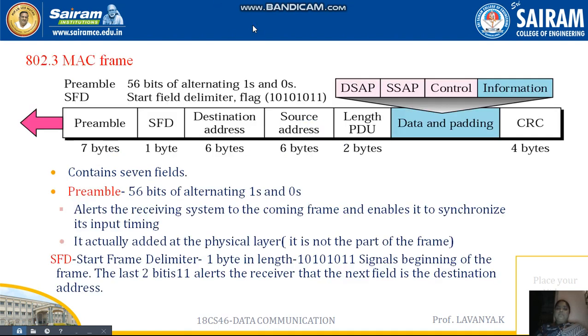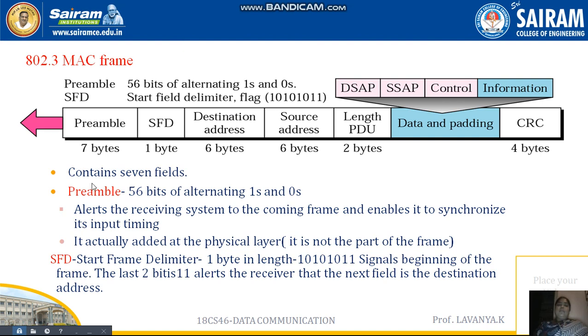The next one is the 802.3 MAC frame. Our MAC sublayer contains the MAC frame, which is a sub part of the MAC sublayer. Our MAC frame usually contains seven fields: preamble, SFD, destination address, source address, length or PDU, data and padding, and CRC. All of these fields make up our MAC frame.